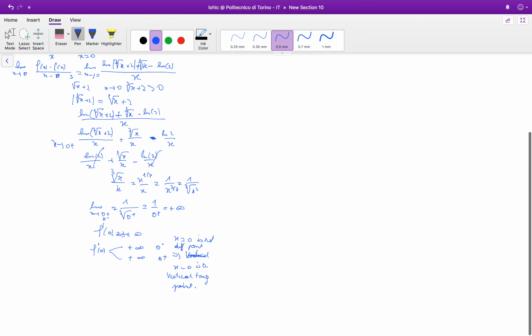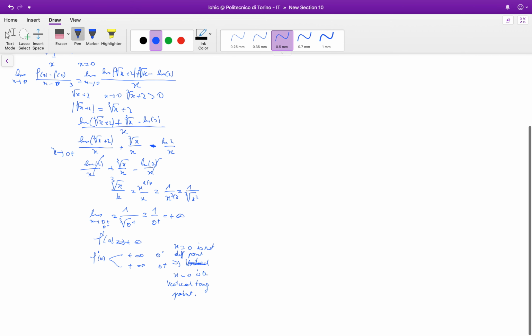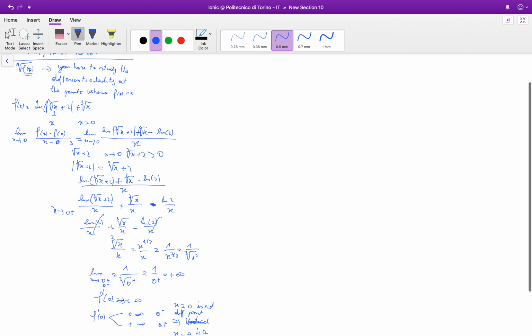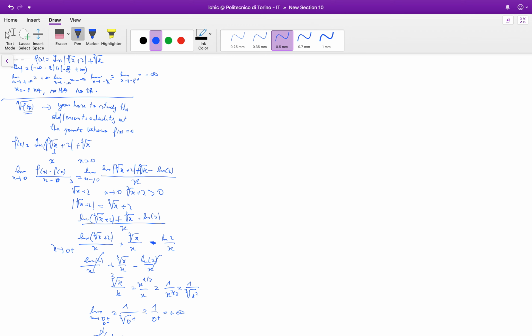Nice. I repeat, if you are not able to do these steps, please do the derivative and then do the limits on the derivative. Okay, so now that we know at which point the function is not differentiable, that at 0, we need to compute the derivative.